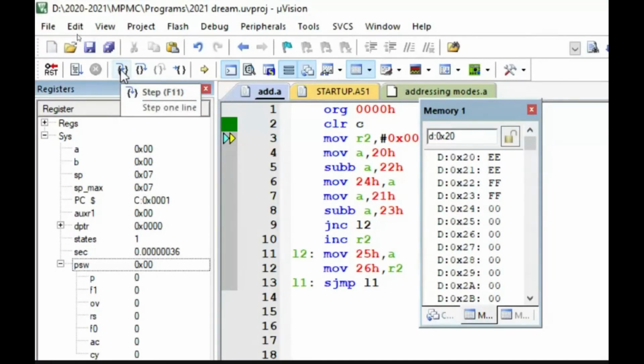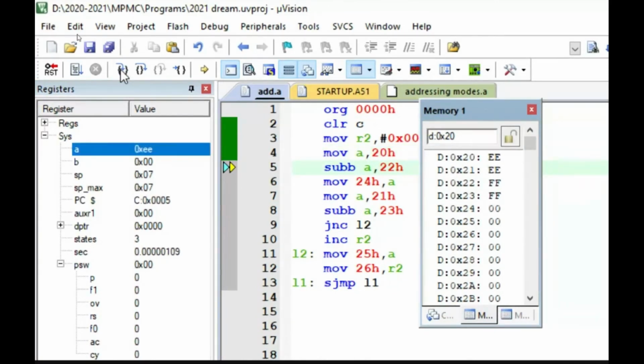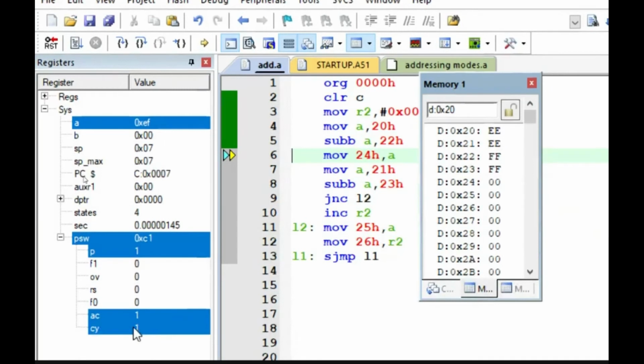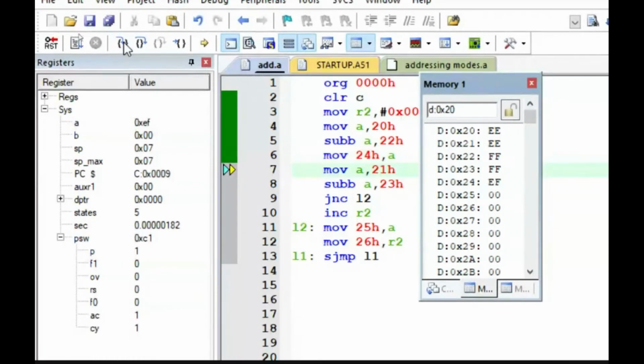Move R2, 00. So R2 is cleared, and the content of the data location 20 goes to the accumulator. So EE has come to the accumulator. Subtract with borrow A, 22. Subtract with borrow A, 22 means EE minus FF, which is obviously EF. So the borrow flag was set, the carry flag was set already. And we are moving the content of accumulator EF to the data memory location 24.